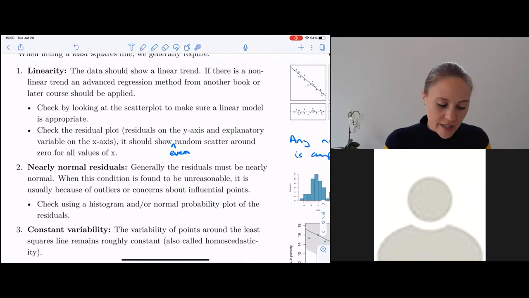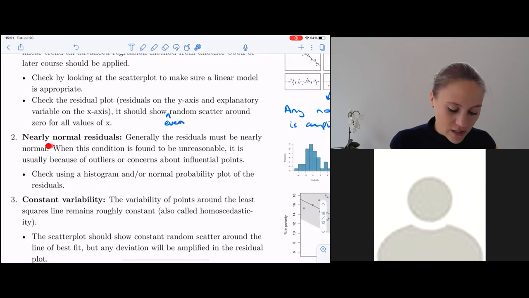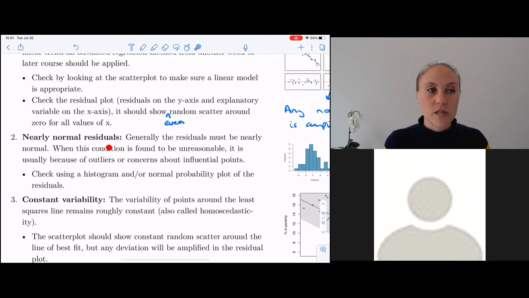Okay, so that's the linearity condition. That's a big one. That's the major one, right? Is it a straight line? Can I use a straight line to model it? The next condition that we need to check is that we have nearly normal residuals.